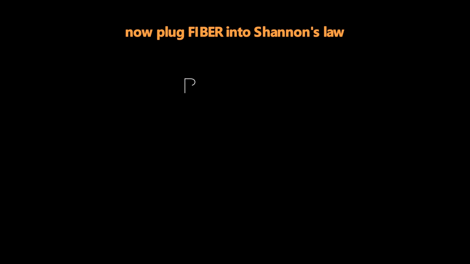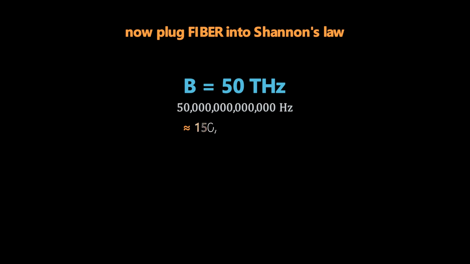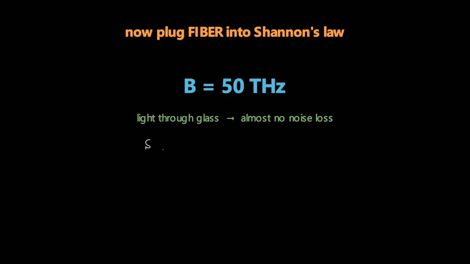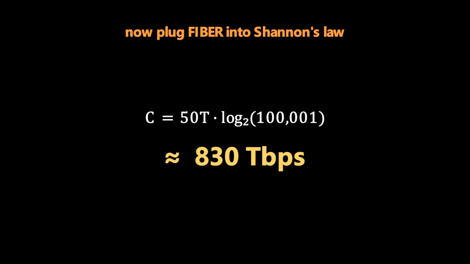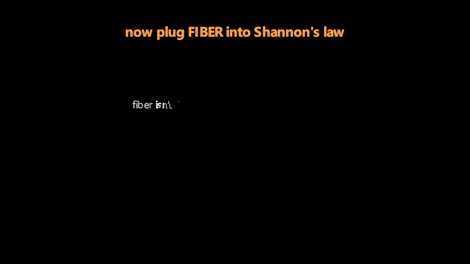Now plug fiber into the same equation. A single optical fiber has usable bandwidth of about 50 terahertz. That's 50 trillion hertz. Roughly 150,000 times more than Wi-Fi 7's widest channel. Light traveling through glass barely loses energy to noise. SNR easily exceeds 50 decibels, 100,000 to 1. C equals 50 trillion times log base 2 of 100,001. That's 50 trillion times 16.6. About 830 terabits per second. Per fiber strand. Thinner than your hair.